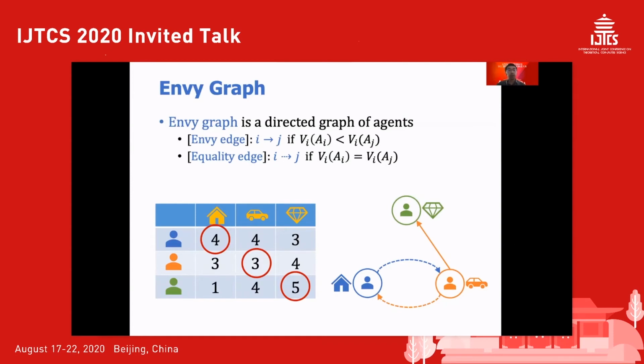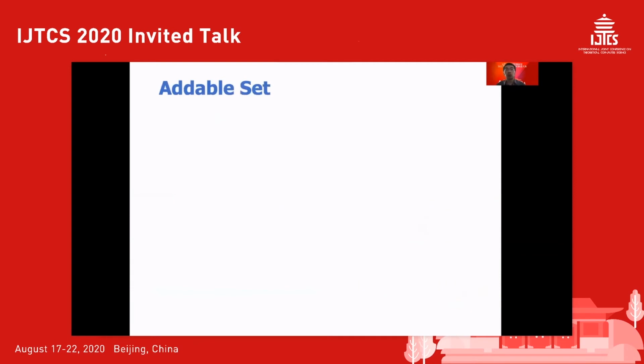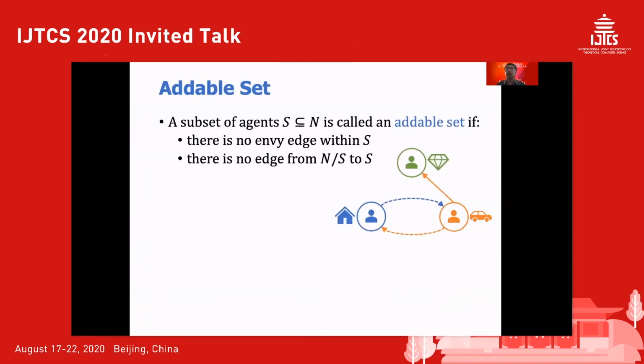All right, so this is the envy graph. Next, based on this envy graph, we also want to introduce another notion which we call an edible set. It is defined as follows.